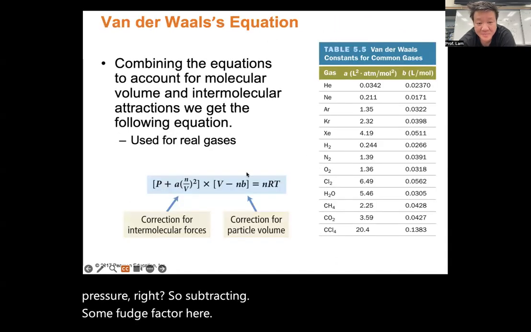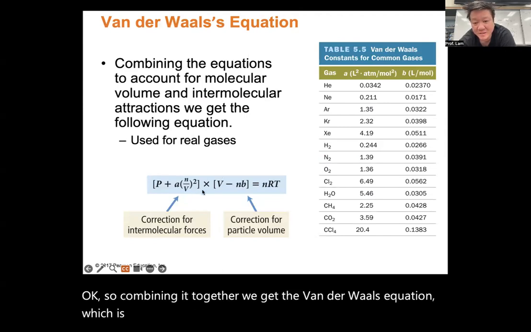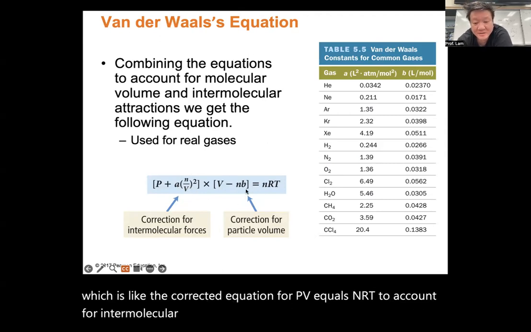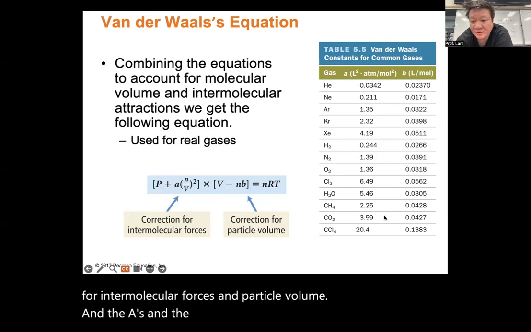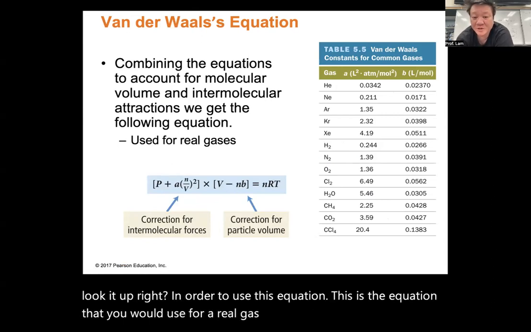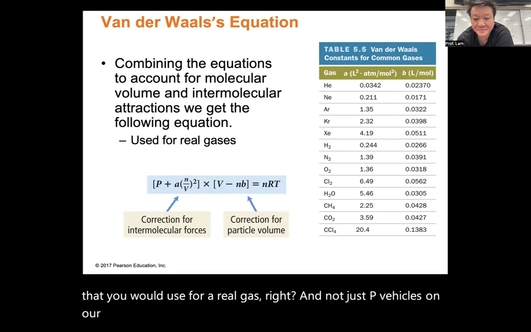Okay, so combining it together, we get the van der Waals equation, which is the corrected equation for PV equals nRT to account for intermolecular forces and particle volume. Right? And the a's and the b's are already tabulated for you, so you just look them up in order to use this equation. But this is the equation that you would use for a real gas, right, and not just PV equals nRT.